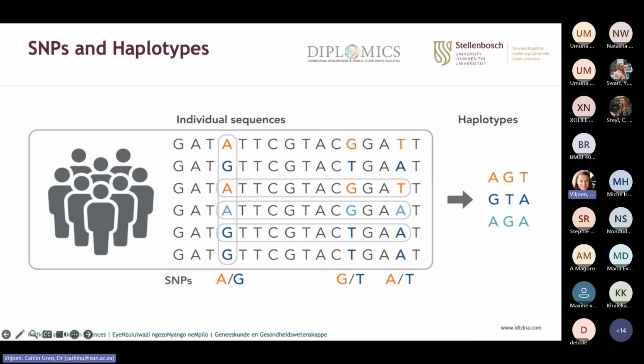And SNPs that are consistently inherited together or found together are called haplotypes. These haplotypes can be of varying sizes. It could be SNPs right next to one another. It could be SNPs that are not right next to one another, but in close proximity to one another as well.